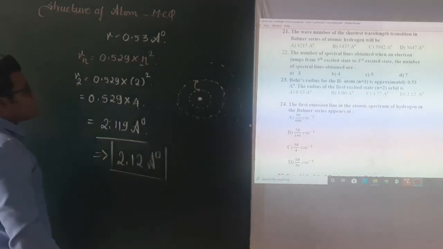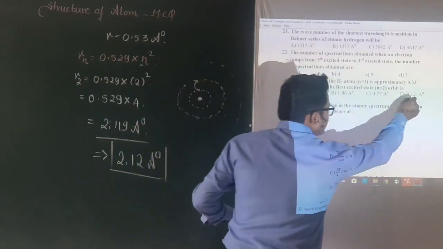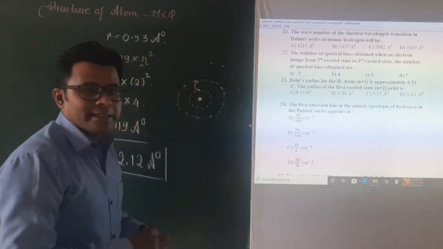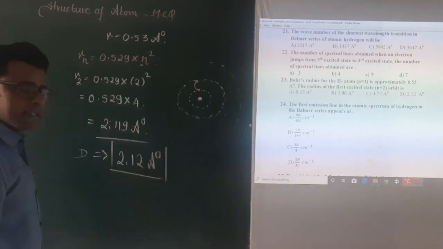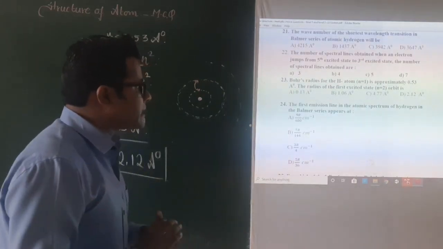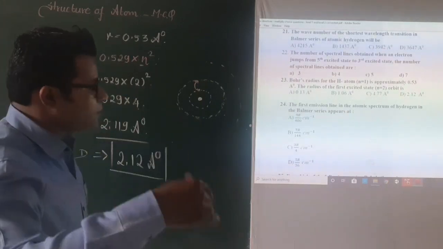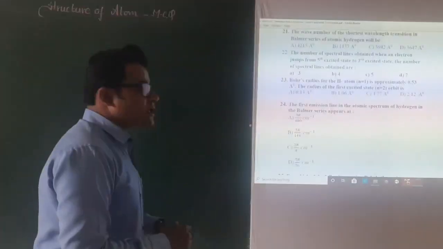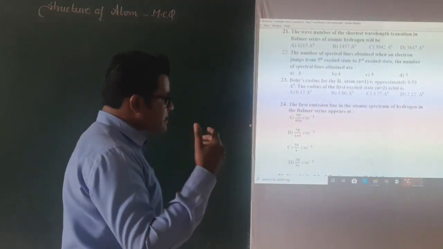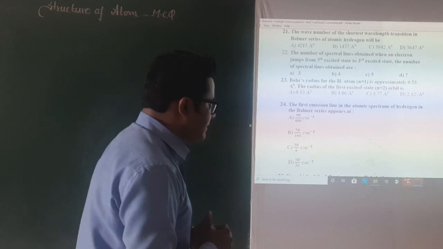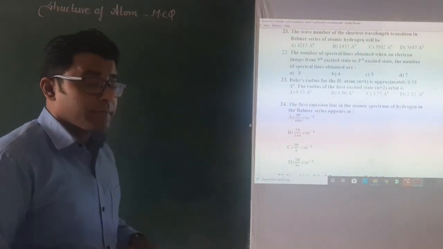Okay, so the answer over here for question number 23 is going to be option D in this case. So therefore, what we have is option D, that is 2.12 angstroms. Okay, so moving forward with the next one. Question number 24. The first emission line in the atomic spectrum of hydrogen in Balmer series appears at.